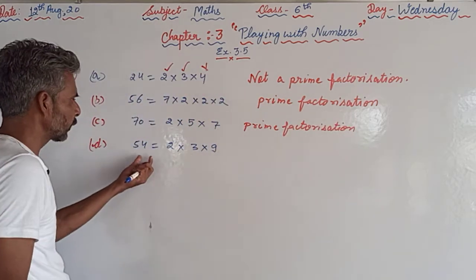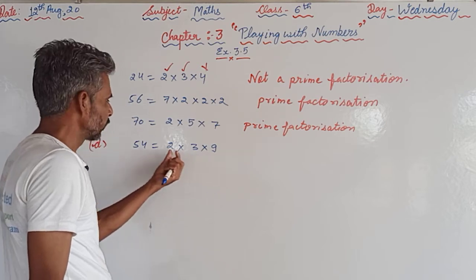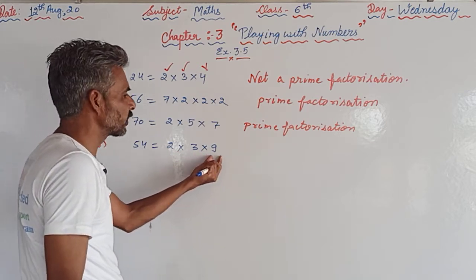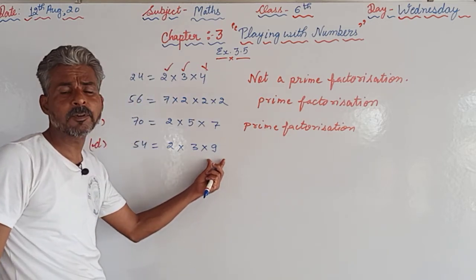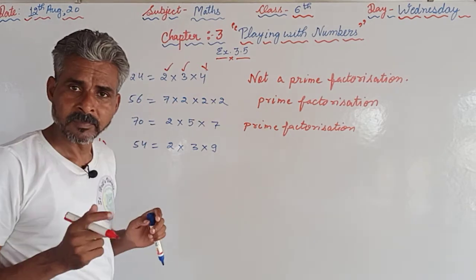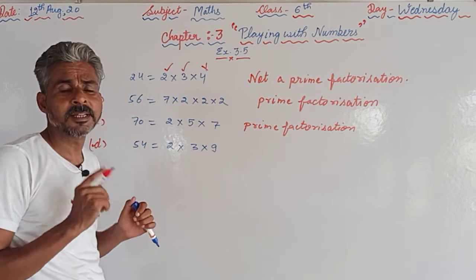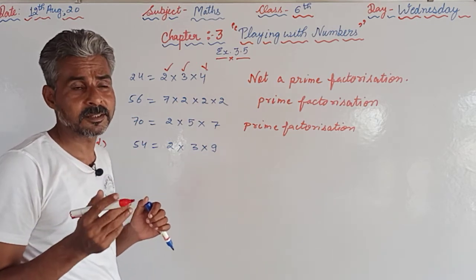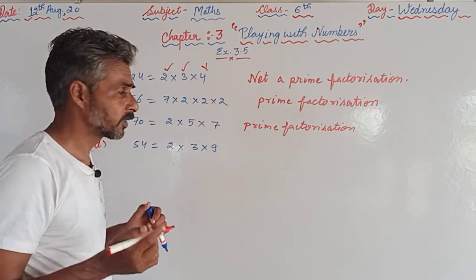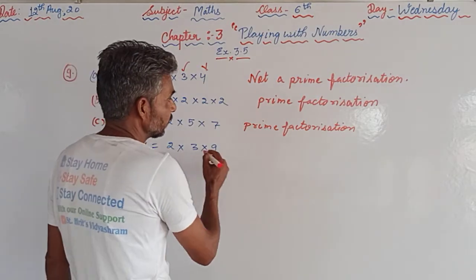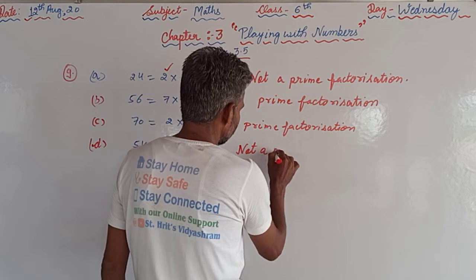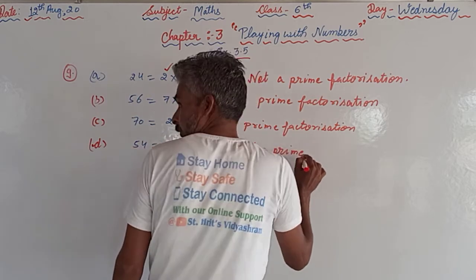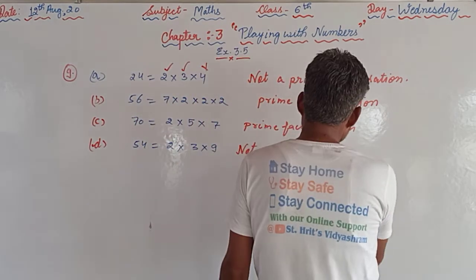Next number is 54, 2 into 3 into 9. 2 is a prime number, 3 is a prime number, 9 is not a prime number. Why is 9 not a prime number? Because it does not have exactly 2 factors. The factors of 9 are 1, 3 and 9. 3 factors are there, so these are more than 2. That's why it is a composite number, hence this is not a prime factorization.